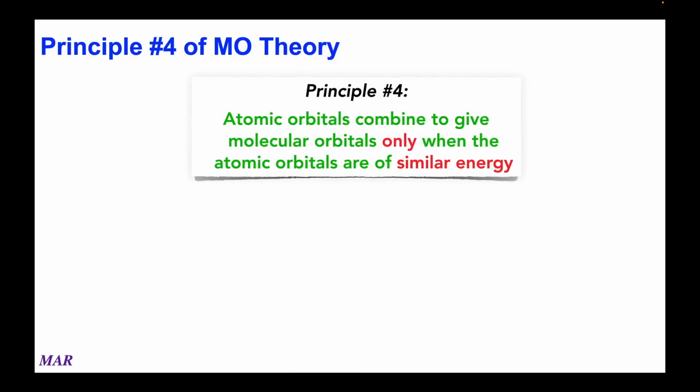The fourth principle of molecular orbital theory states that atomic orbitals will combine to give molecular orbitals only when the atomic orbitals are of similar energy. And this principle is why we're not talking about things past neon, by the way. But anyway, here's some ideas.